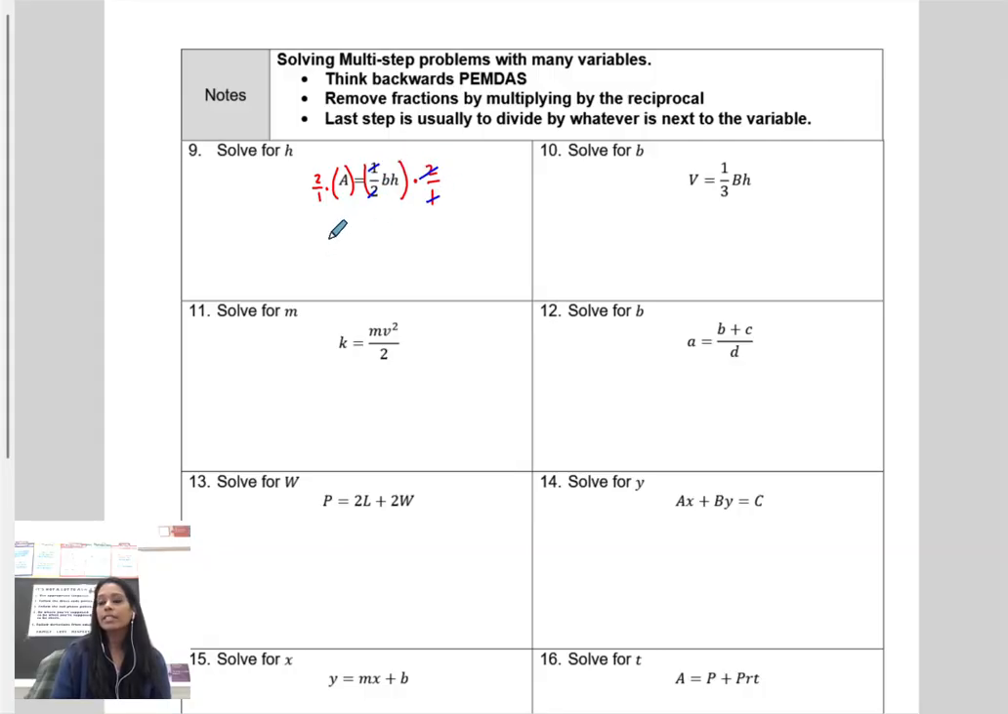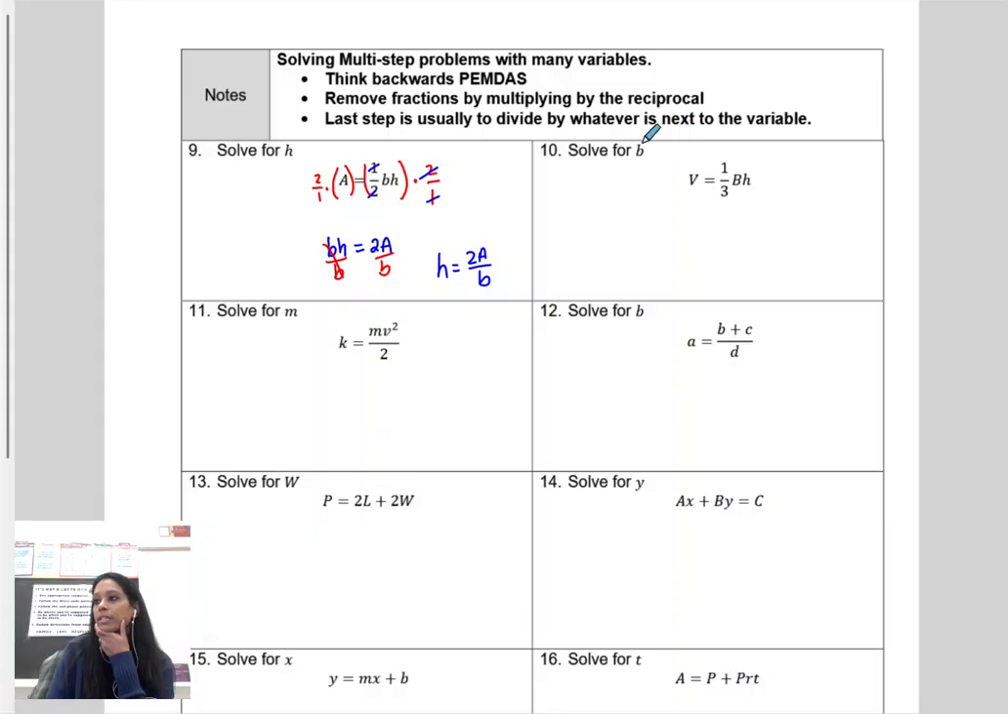So I have bh here. I'm going to bring that down and flip it a little bit. Equals 2 over 1 is just 2, and then 2 times A is just 2A. Okay, that's what I have so far. And then I need to keep going. I'm solving for h here, so I need to get rid of the b, so I just need to simply divide it out. Divide out the b here. So you have h equals 2a over b.